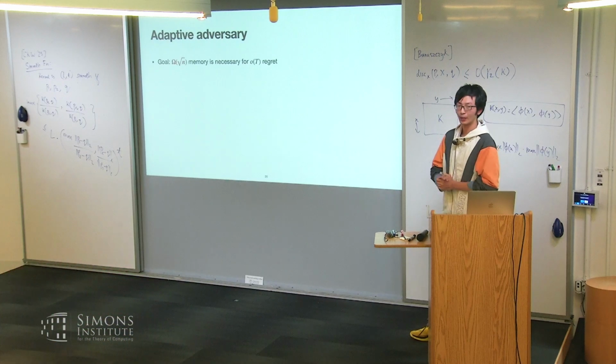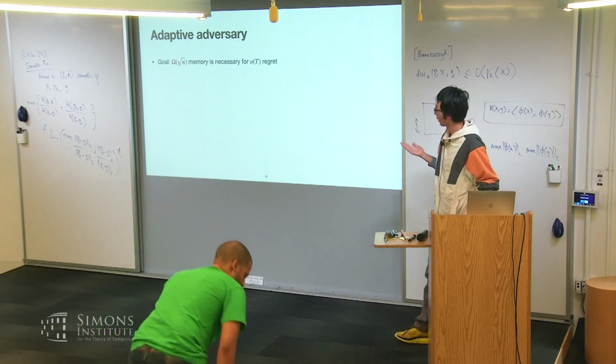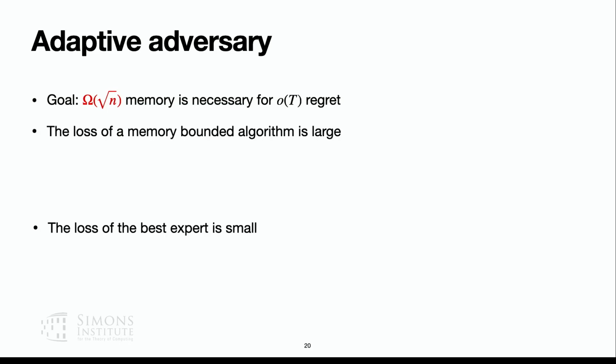Cool. Let me continue with the lower bound. I will show you in this talk why square root n memory is indeed necessary if you want to obtain sublinear regret.